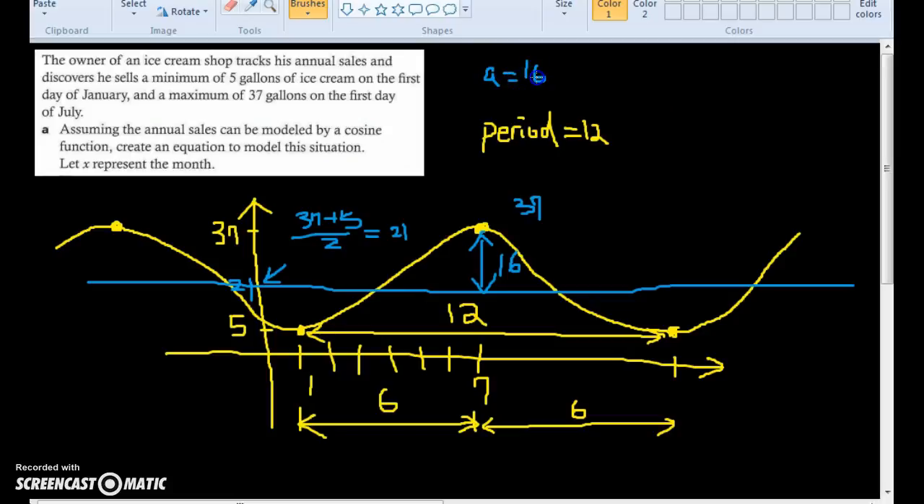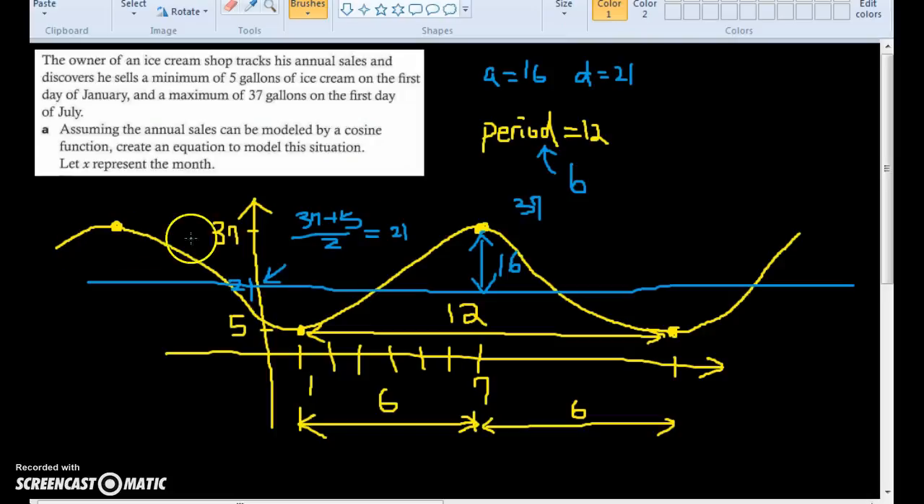My A is 16. The principal axis, which is my D, is equal to 21. And I have my period already, which is 12. But this is not my B. I'm going to use this to find B later on, at Desmos. What else do we have? We have A, we have B. What about my C? What could be my C?